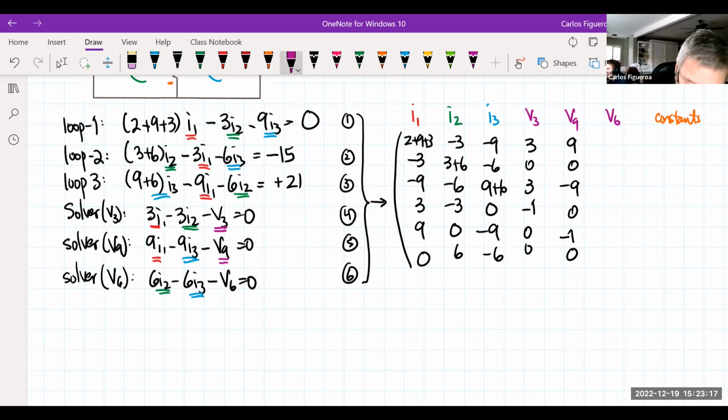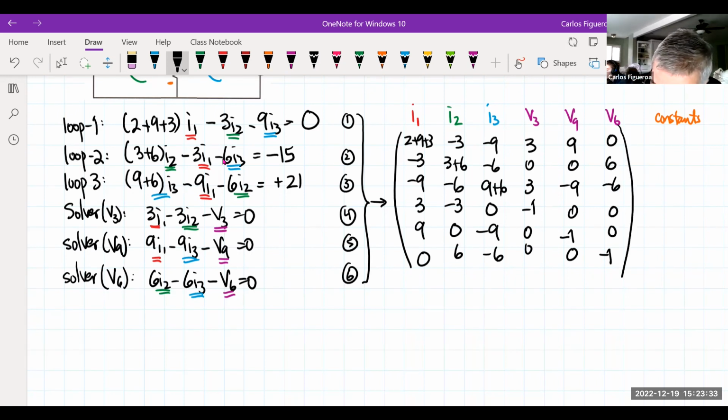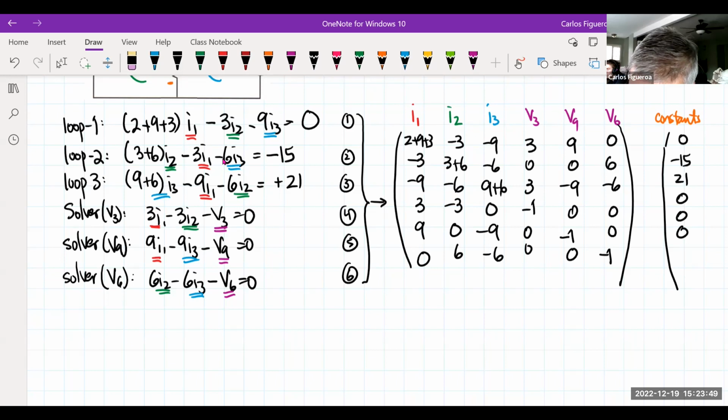If I go to V6, you can see here, there's only one equation that has V6. So down here, I get -1, and then I have 2 and 3. So there's no 1 for I1, and then this is going to be +6, -6, 0, 0. There's my matrix. What about my constants? So my constants then, I look at the right side, it's going to be 0, -15, 21, 0, 0, 0. Okay, I think I'm writing too small, so I'm going to space them down a little bit better. And here's my constants right there.